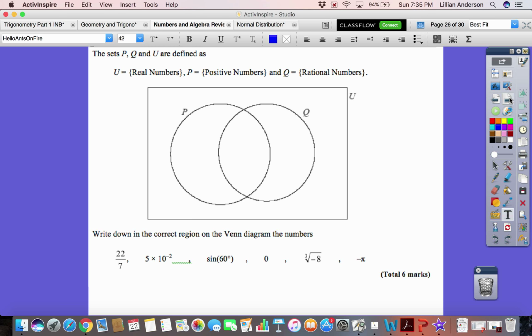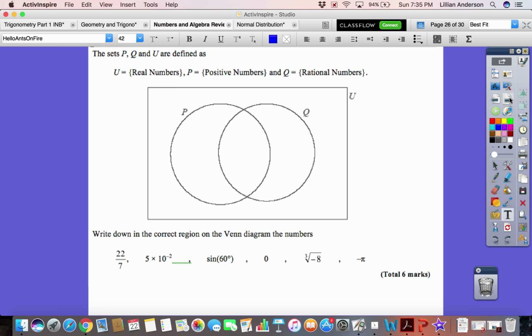And number two, I thought this was going to be an easy 6 points, but you guys really, really struggled here. Okay? You only had really one thing. It even gave you a legend. It says the sets P, Q, and U are defined as U is a set of real numbers, P is positive numbers, Q is rational numbers, and you basically had to write down in the correct region on the Venn diagram the numbers. Some of you guys wrote numbers more than one time.